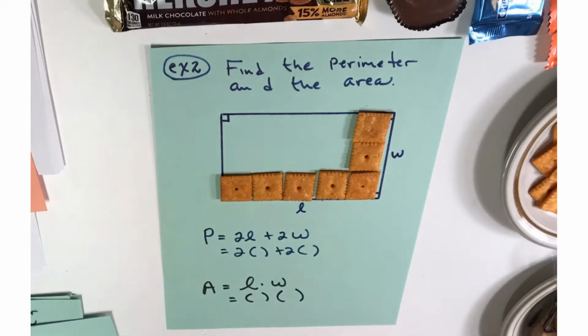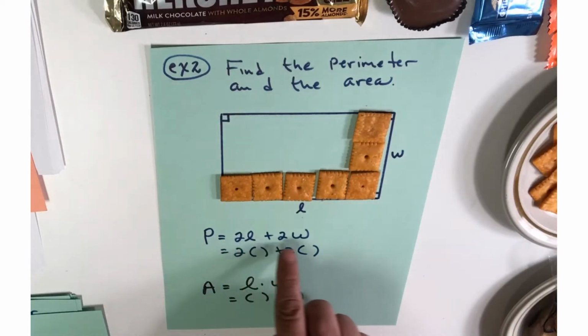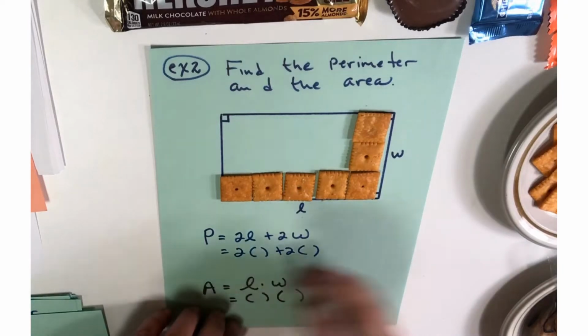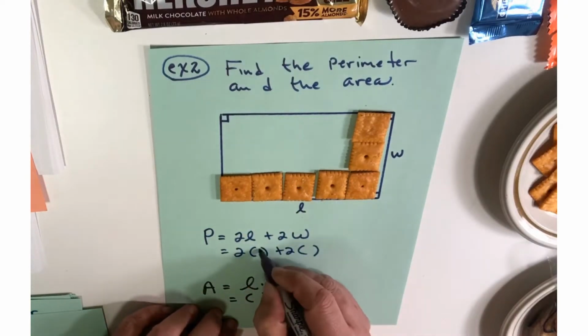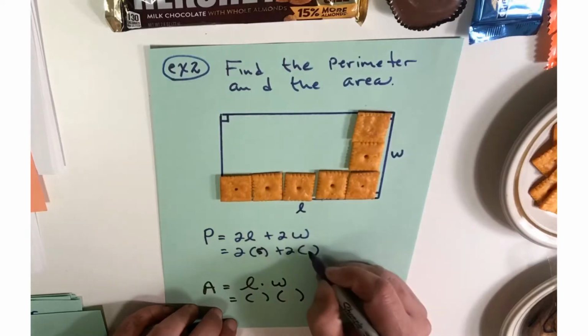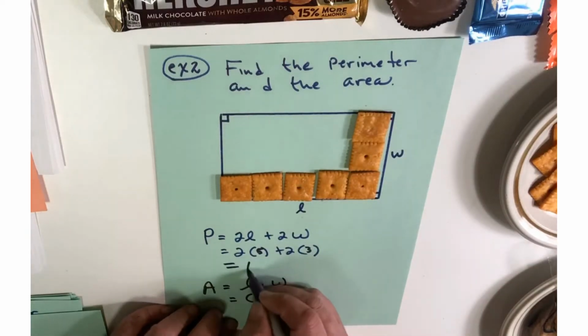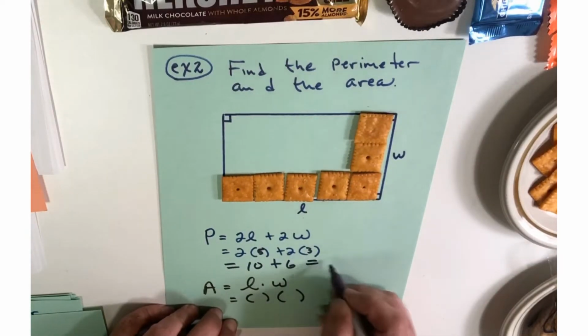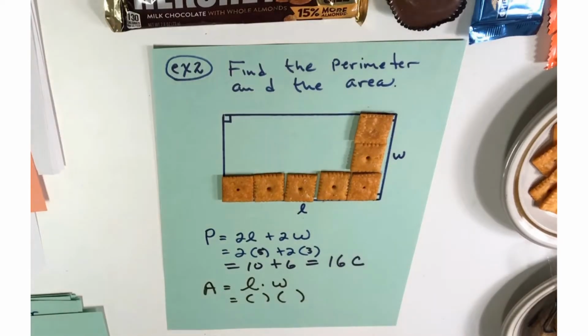But of course, I'm going to use formulas. And these formulas you can begin to add to your little note card there. The perimeter of a rectangle is 2 lengths plus 2 widths. And how much was my length? 1, 2, 3, 4, 5. And how much is my width? 3. That leaves you with 10 plus 6, which is 16 Cheez-Its.